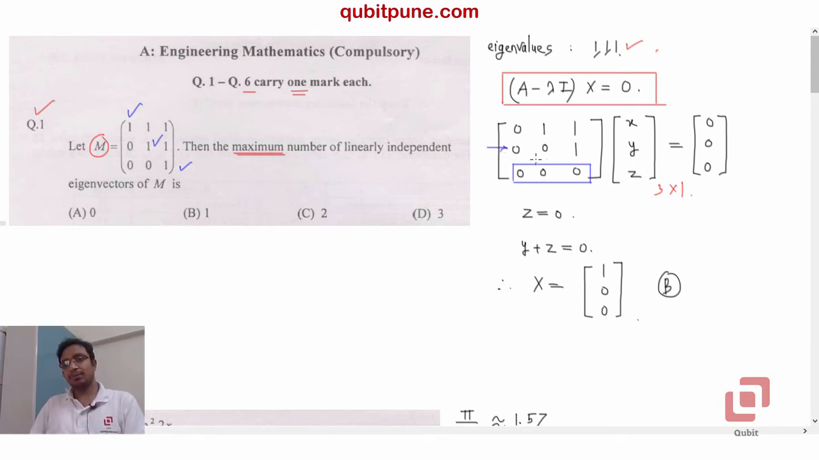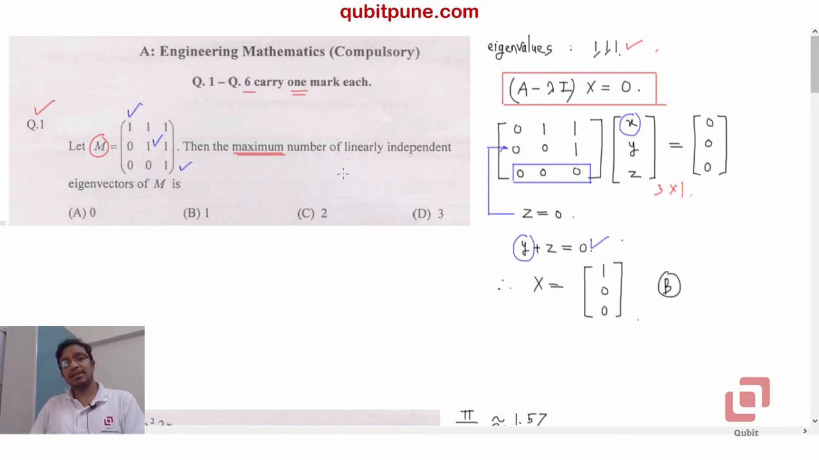Now we will go to R2. R2 gives us the equation 0x plus 0y plus z equal to 0, which implies that z is equal to 0. From the first row we have 0x plus y plus z equal to 0, but because z is 0, y is also equal to 0. So there is only one free variable here, and that is x, because it is 0 into x, so x can have any value.